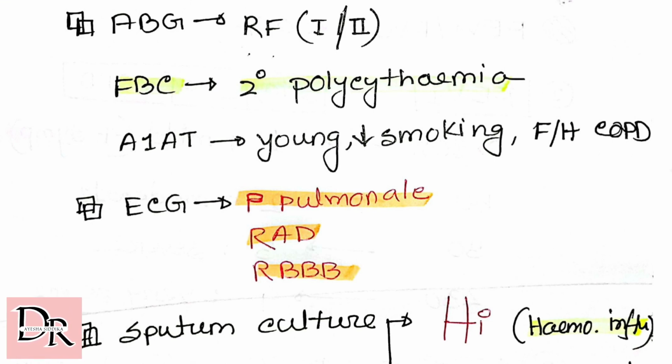Then we'll do full blood count. NICE recommends doing full blood count in all COPD patients to rule out secondary polycythemia. And alpha-1 antitrypsin deficiency: if the patient is young, with no history of smoking and a family history of COPD, in that case we'll do alpha-1 antitrypsin level. And we'll also do the ECG. What will we find? We'll find P pulmonale, right axis deviation, right bundle branch block. Moreover, we'll do sputum culture.